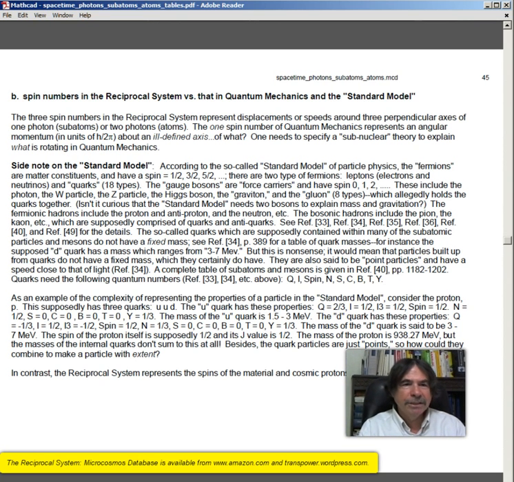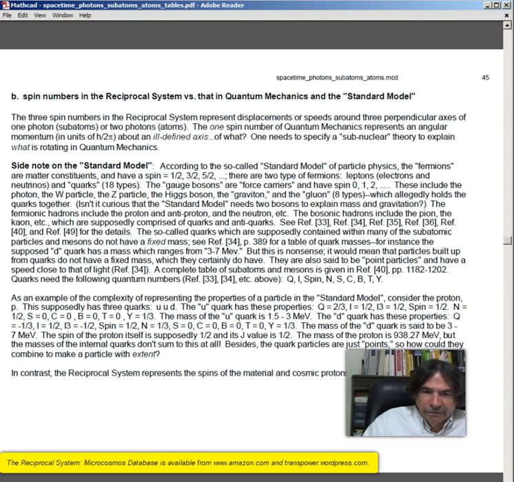Now, the spin numbers in the reciprocal system versus those in quantum mechanics and the standard model. The three spin numbers in the reciprocal system represent displacements or speeds around three perpendicular axes of one photon for subatoms or two photons for atoms. The one spin number of quantum mechanics represents an angular momentum, units of h over 2 pi, about an ill-defined axis of what? One needs to specify a subnuclear theory to explain what is rotating in quantum mechanics. Now, let's go through a side note on the standard model of particle physics.